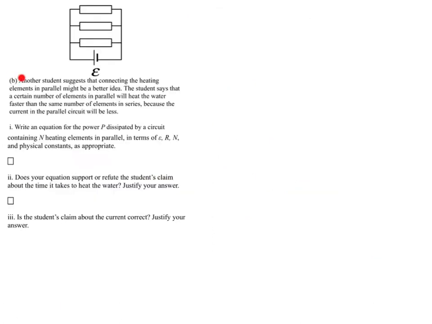Part B. Another student suggests that connecting the heating element in parallel might be a better idea. The student says that a certain number of elements in parallel heat the water faster than the same number of elements in series, because the current in the parallel circuit will be less. Part 1. Write an equation for the power P dissipated in a circuit containing N heating elements in parallel in terms of E, R, N, and physical constants as appropriate. And again, just to stress, our answer has to have only those things in it.